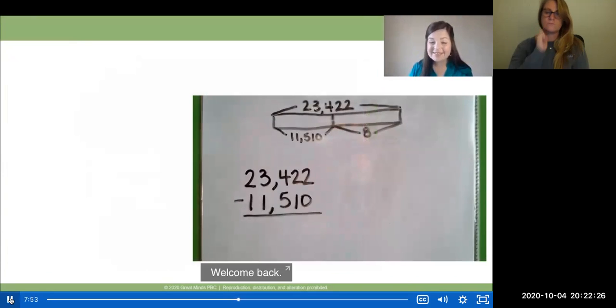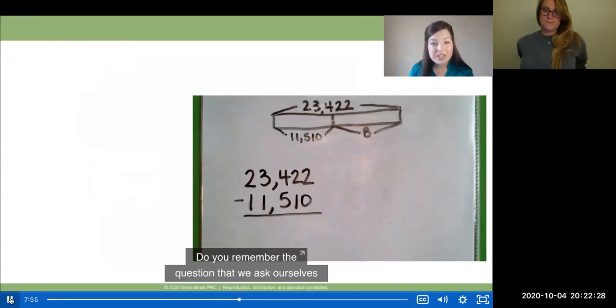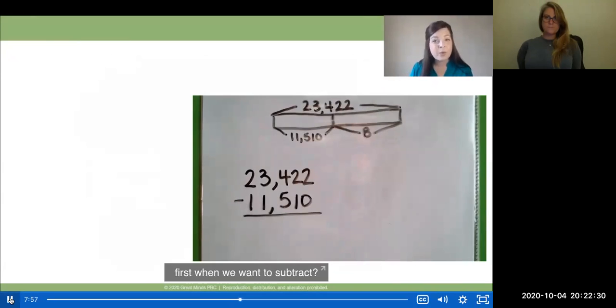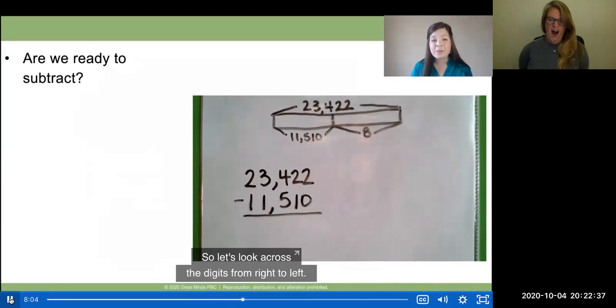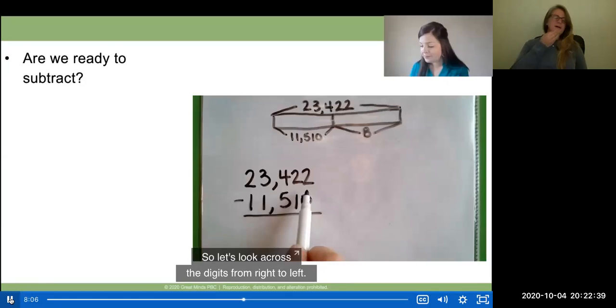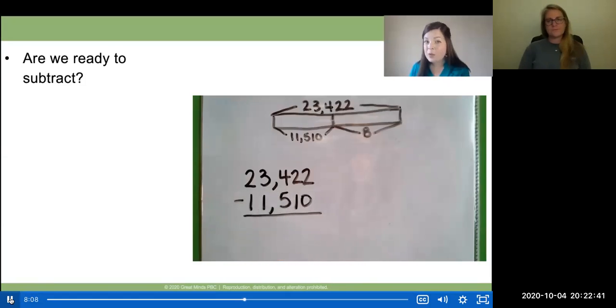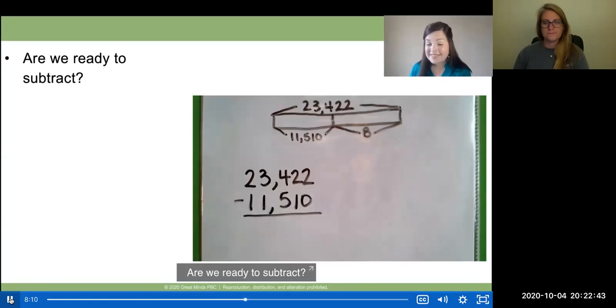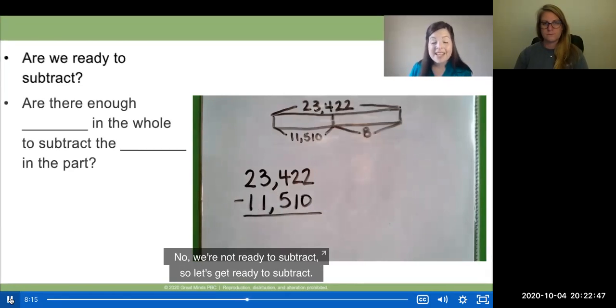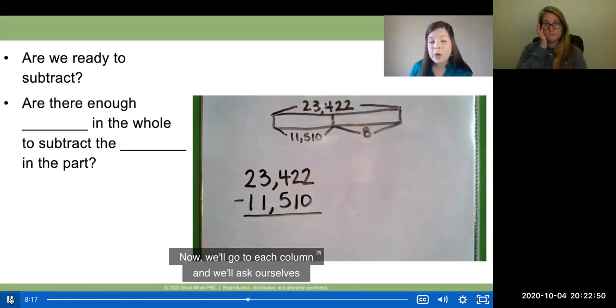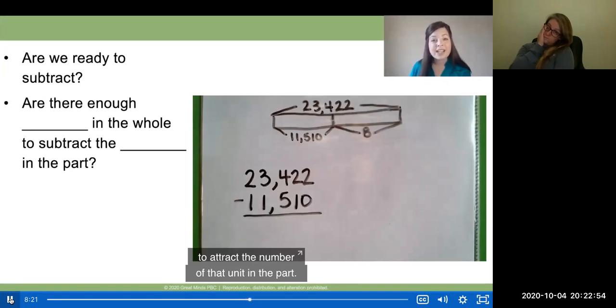Welcome back. Do you remember the question that we ask ourselves first when we want to subtract? Are we ready to subtract? So let's look across the digits from right to left. Are we ready to subtract? No, we're not ready to subtract. So let's get ready to subtract. Now we'll go to each column and we'll ask ourselves if there are enough of that unit in the whole to subtract the number of that unit in the part.